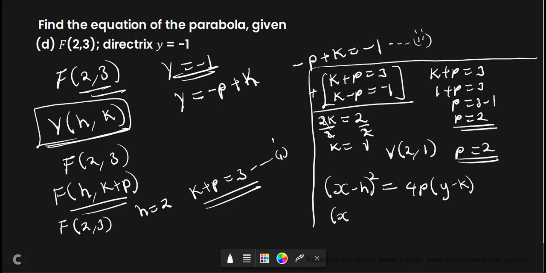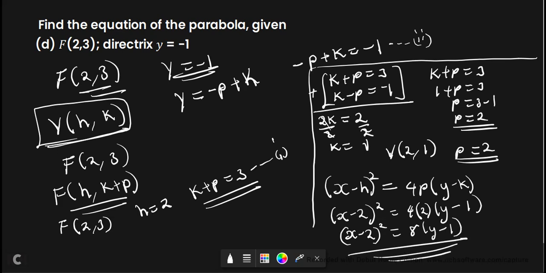x minus h, your h is 2, squared, like that, right? Then what's your p? It is 2. What's your k? The k is 1. So your answer will be x minus 2 squared equal to, what's the answer there? That is 8, then y minus 1. This is your standard equation, just like that, right? That's how we find that part.